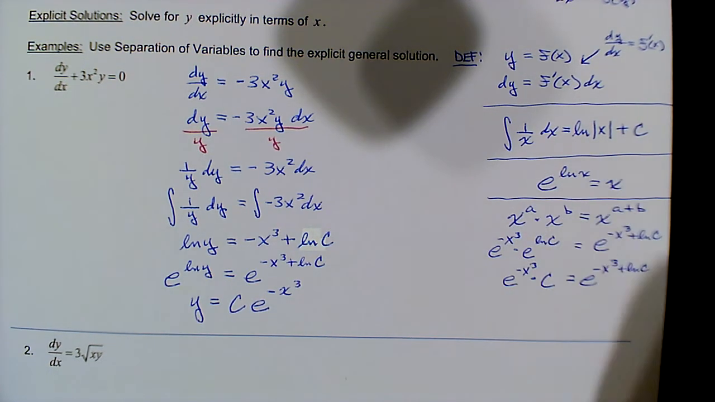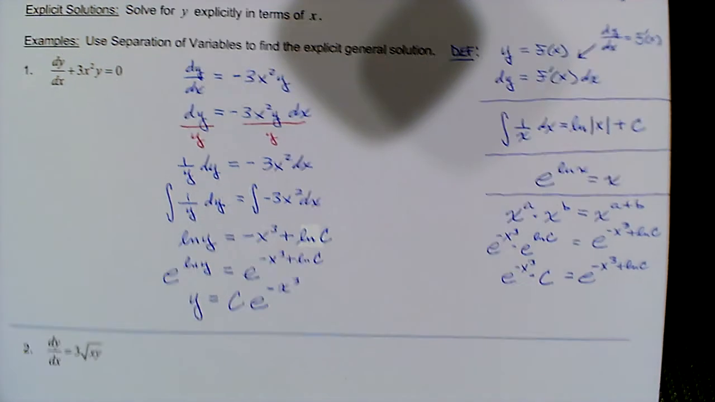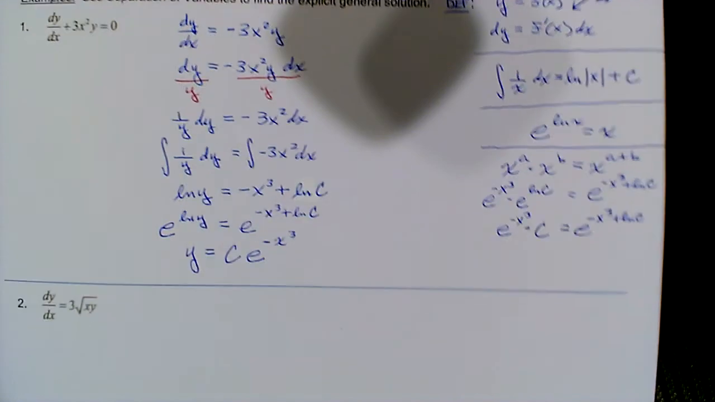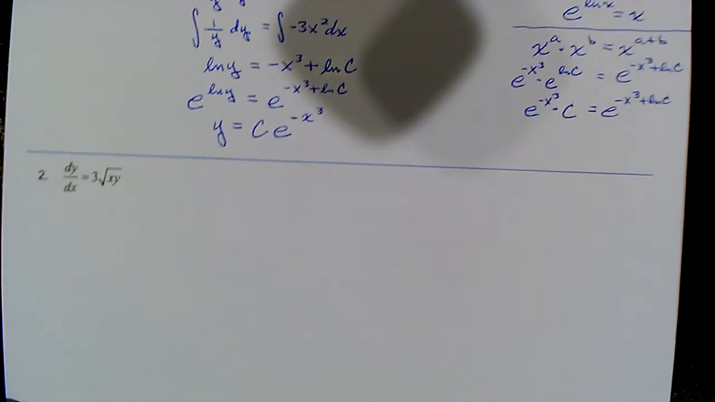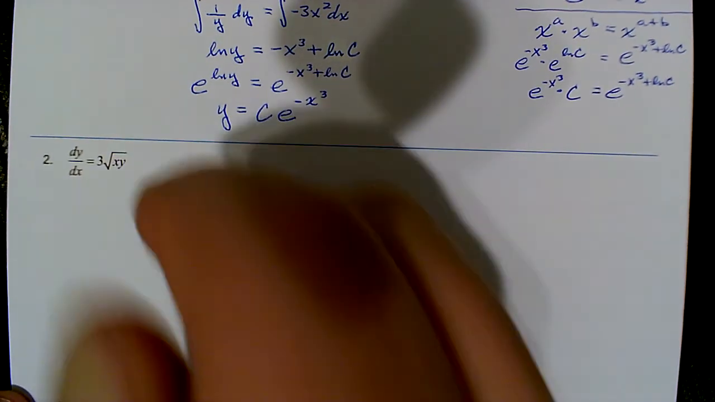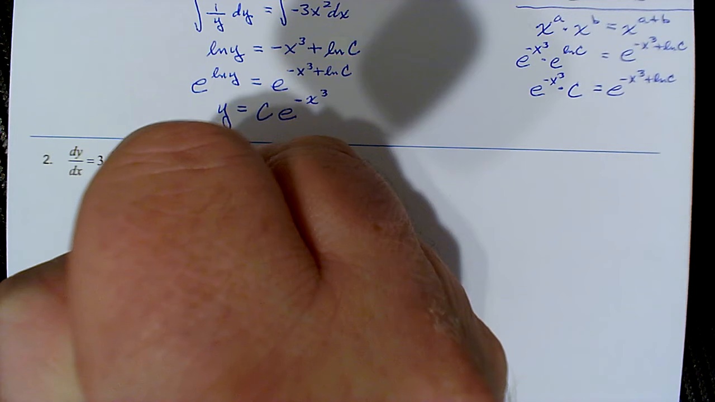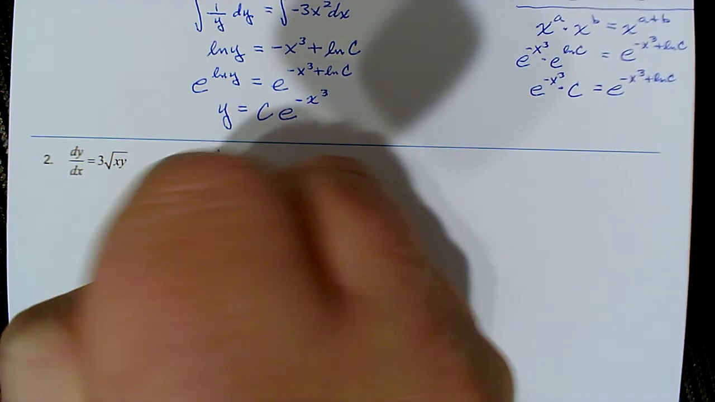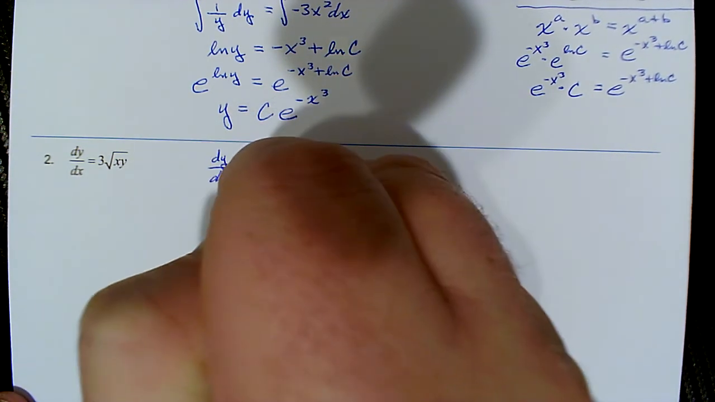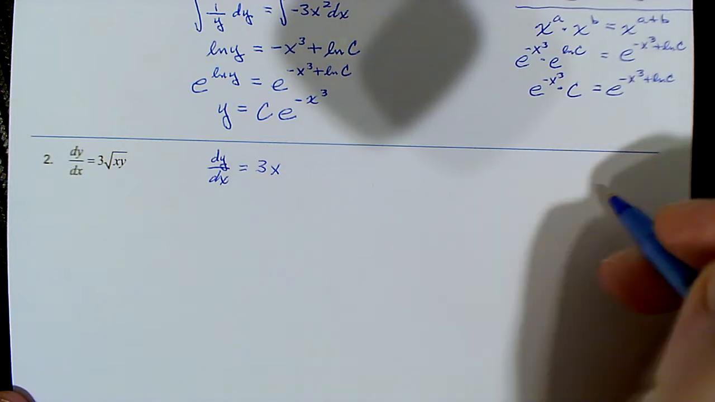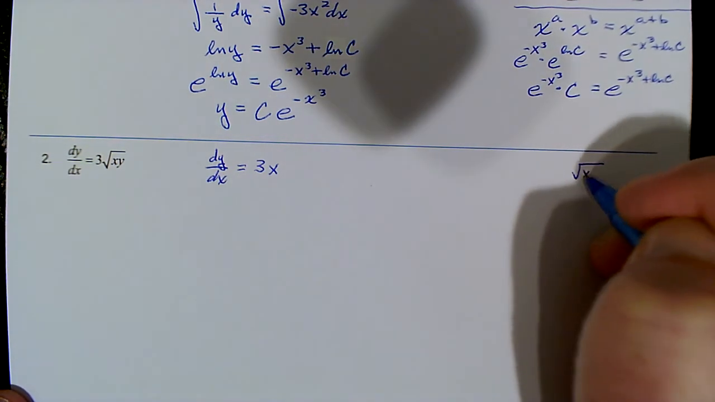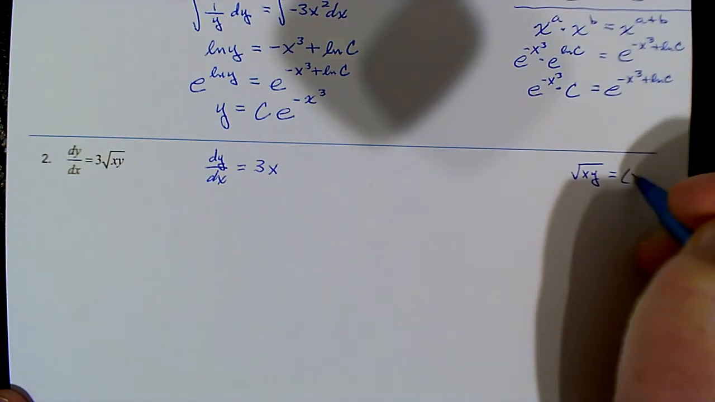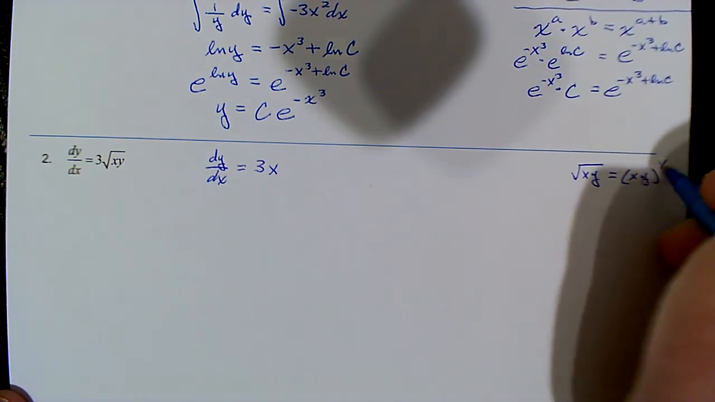First step, let's get rid of these radicals. So we'll say dy dx is 3, and then that would be the square root. If you think of the square root of xy, the xy is a quantity to the 1/2, but then we could express that as the product of x to the 1/2 and y to the 1/2.